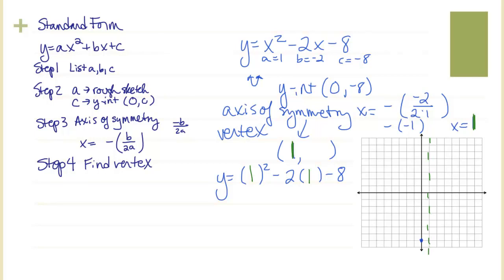Remember, with a function, we can plug in any x value, and it'll crank out a unique y value. So we know that when x is 1, that's going to be on the axis of symmetry. It's going to have to be the vertex. So we just do the math. 1 squared is 1, negative 2 times 1 is negative 2, minus 8, so negative 1 minus 8 is negative 9. So our y value of our vertex is negative 9. Oops, I graphed negative 7.